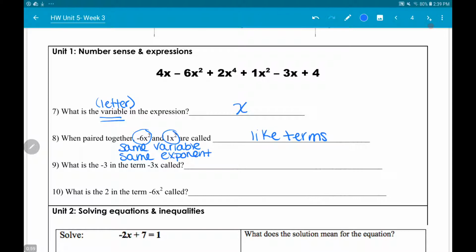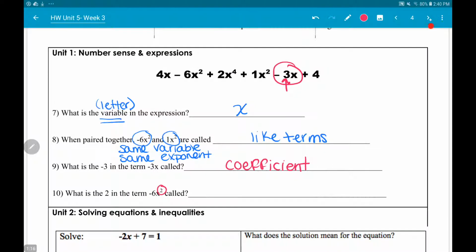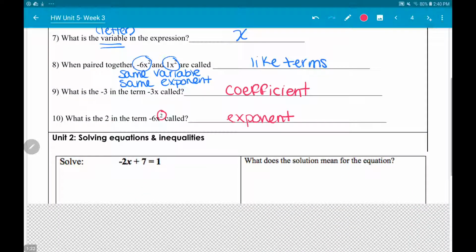All right, now, what is the 3 called in the negative 3x? I'm just talking about the number in front. The number in front is called a coefficient. Okay, and the last one, what is the 2 called in the negative 6x squared? This is an exponent, because it is to the power of 2. Right, so those are some vocab words you should review from Unit 1.